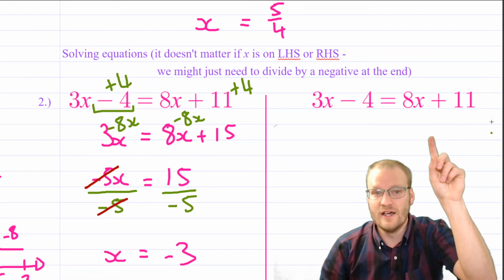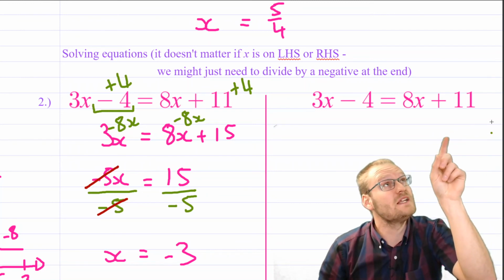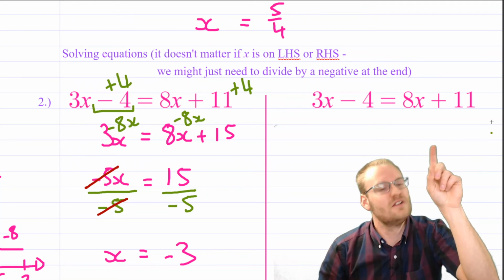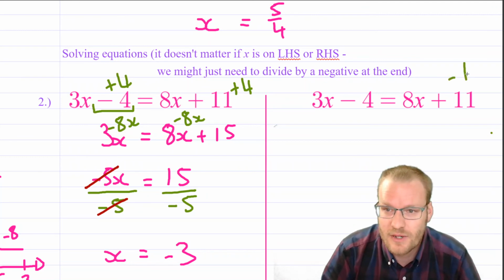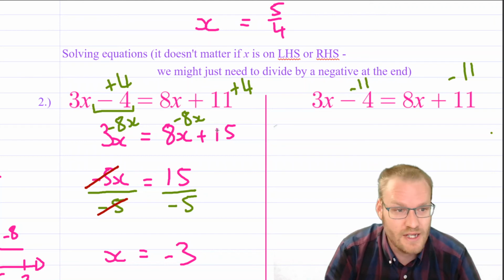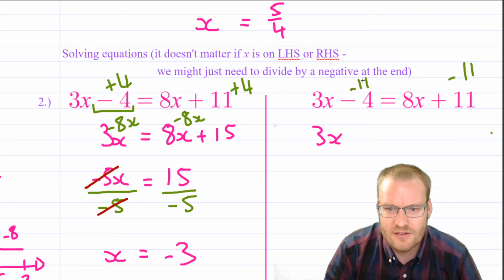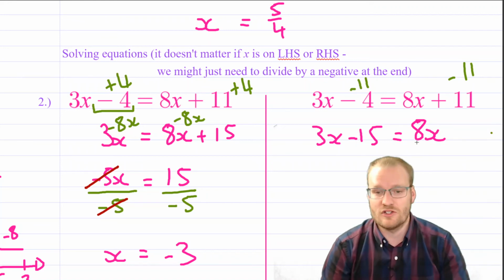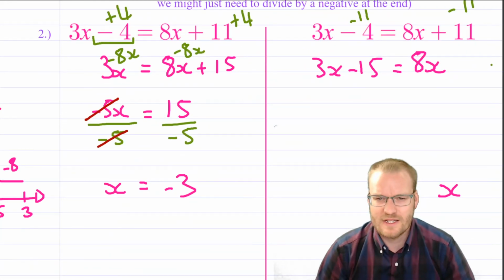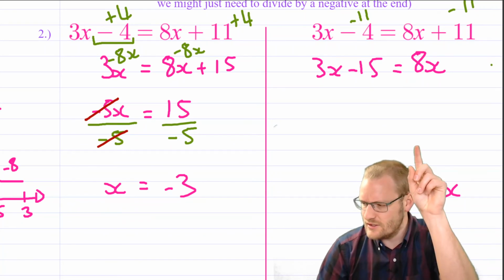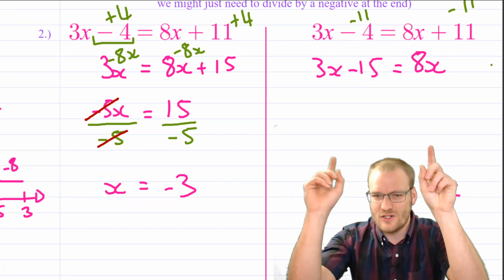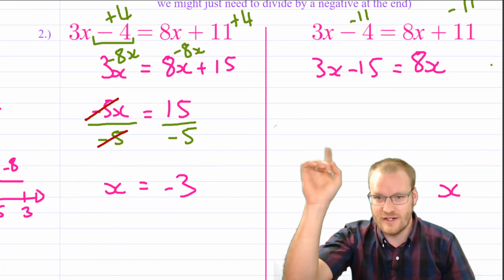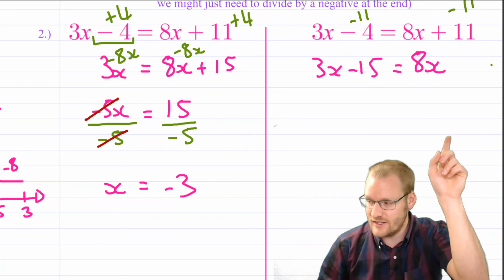So let's start by eliminating that 11. We've got a plus 11, so the opposite of plus 11 is minus 11. What we do on one side, we do on the other. So we've got 3x minus 4 minus 11 is minus 15, equals 8x is still 8x, and 11 minus 11, those cancel out. Now we've got x's on this side and x's on this side, and we don't want the 3x on this side. We want to just have x's on the left hand side.